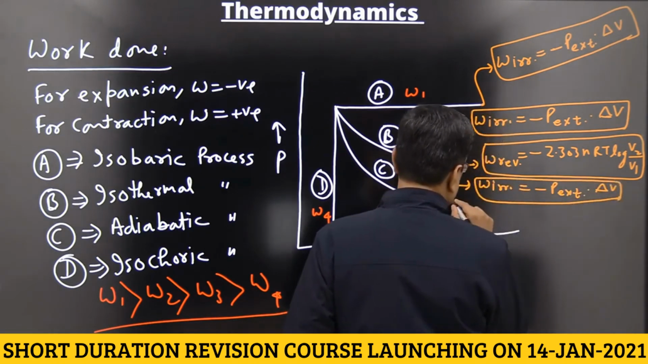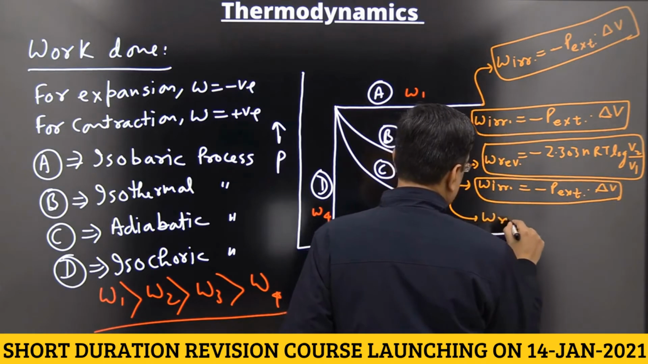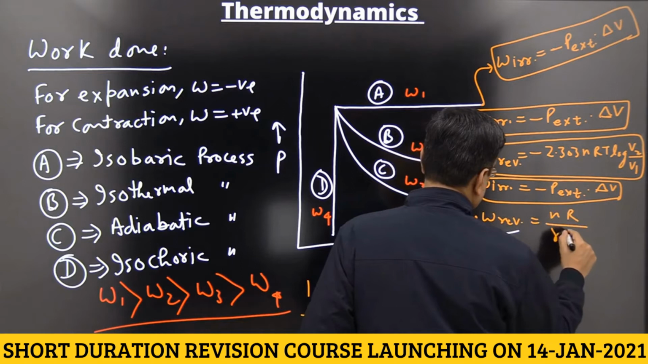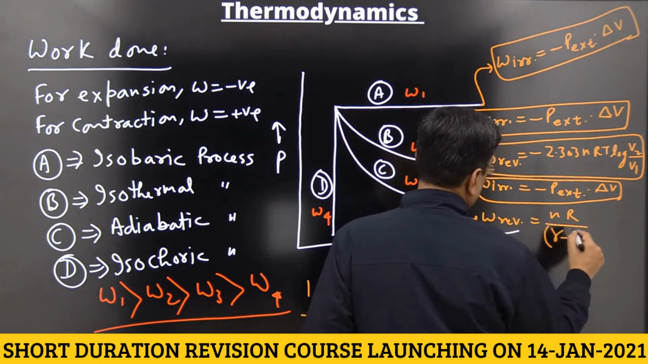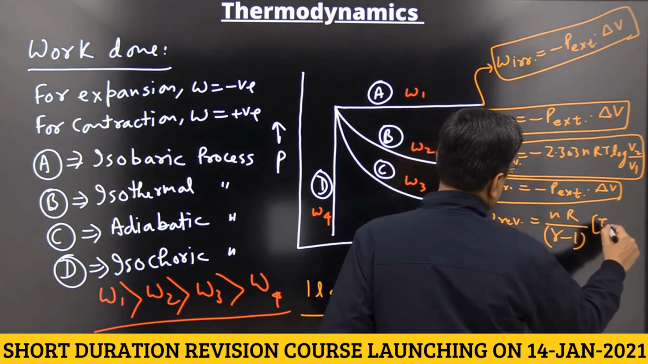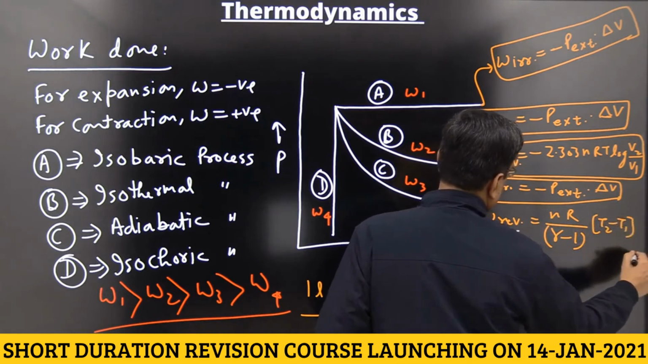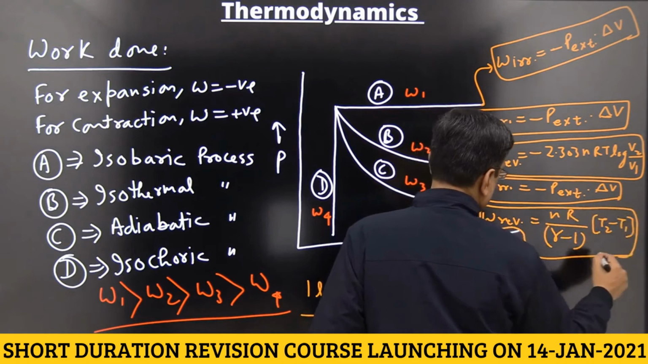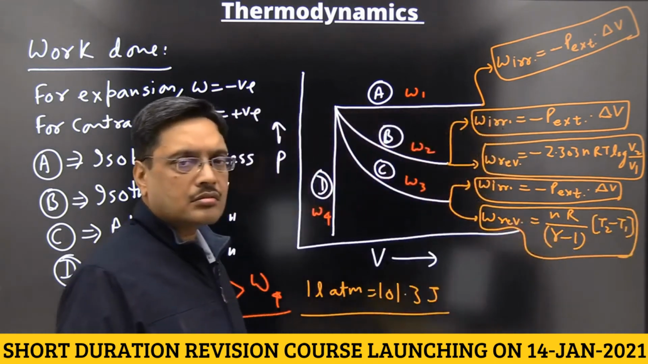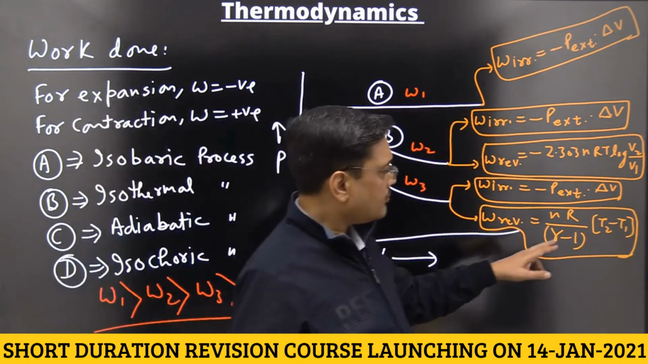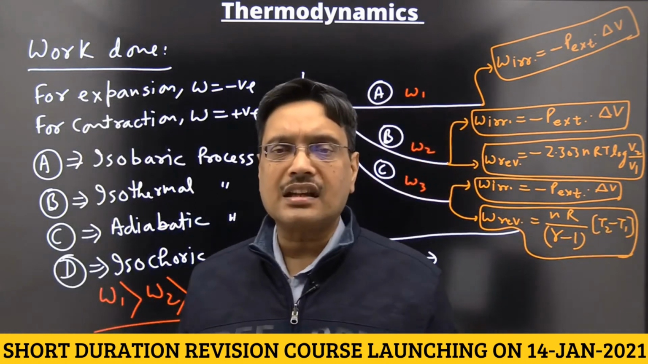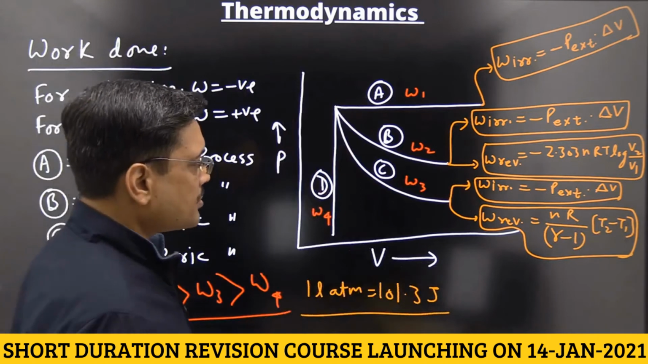But if reversible processes are present, then the formula is nR upon gamma minus 1, gamma is the Poisson ratio, into T2 minus T1. Here the sign is negative because T2 is less than T1. So the sign must be negative.